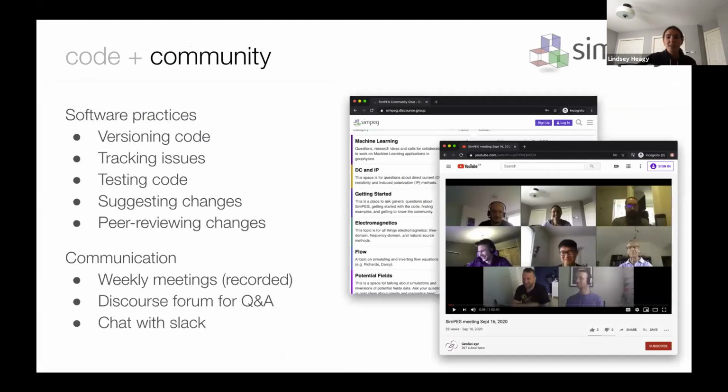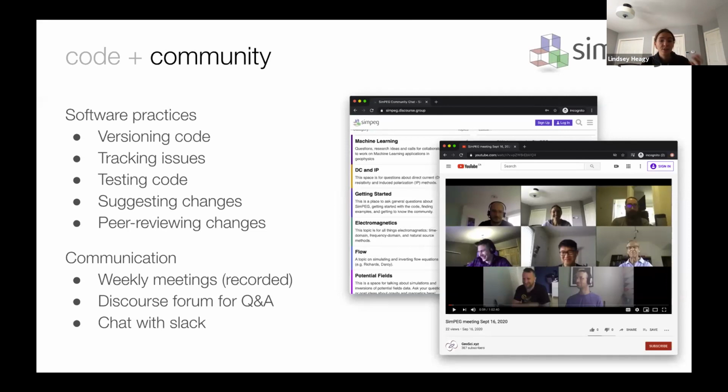And so what are some of the things that we do to actually enable this process to come together, both for the code and the community? So we've employed a lot of software engineering practices. So things like versioning the code, tracking issues, having very comprehensive test suites, but also the peer review of work. This is something we do in science when we publish papers, but it's equally valid and important when folks suggest changes at the level of an implementation.